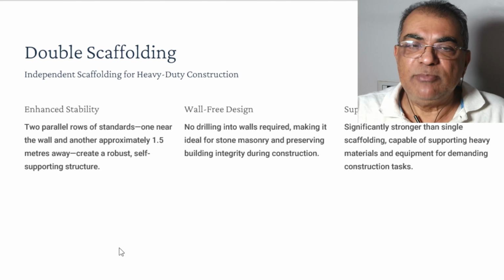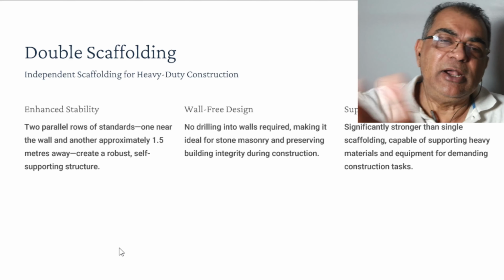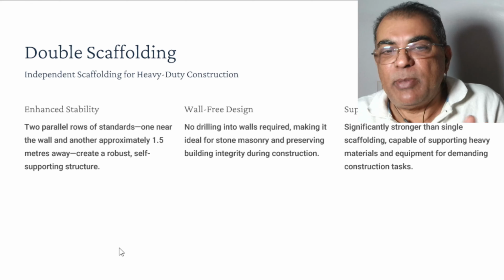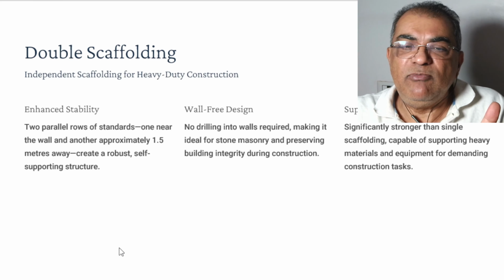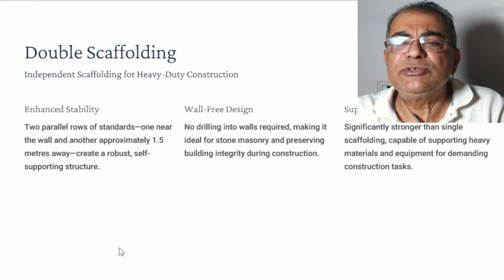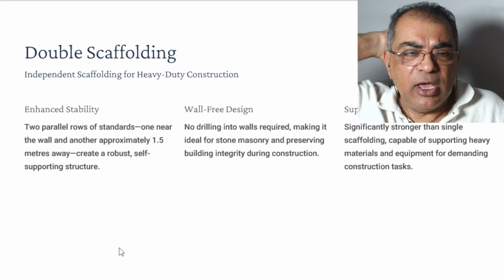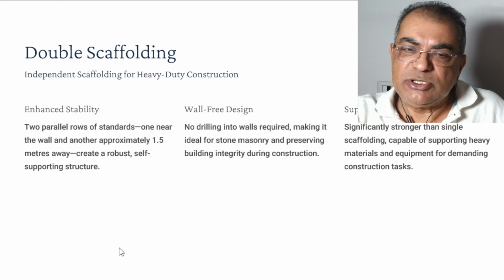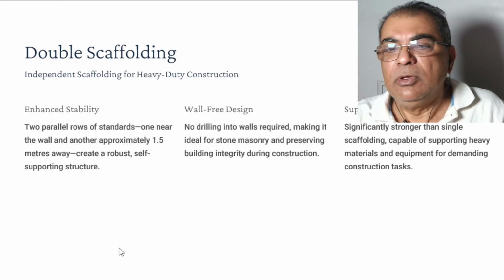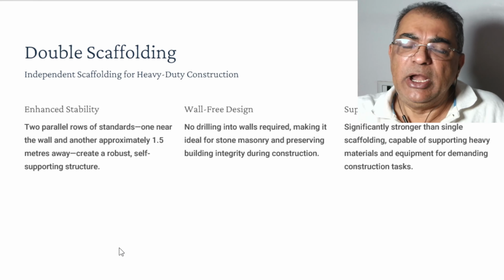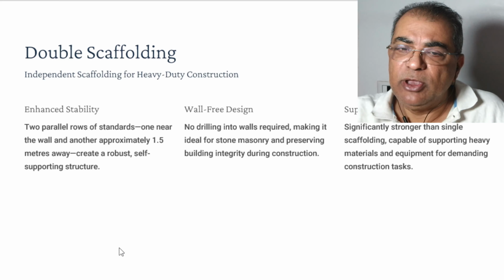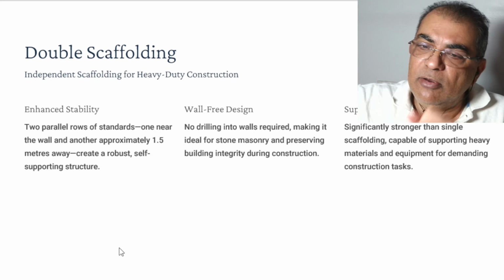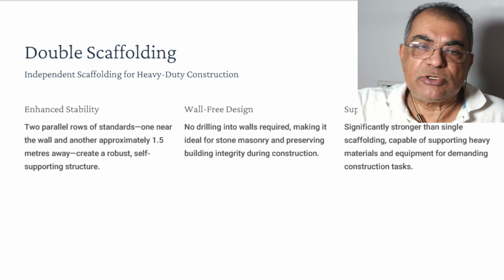Double scaffold: the same as the single scaffold, but continued. That means standards are running parallel, maybe 1.5 meters apart, without a wall or any structure facing it, maybe at a substation. So it has full stability because it is running in two rows, and sometimes it is also anchored to the structure. So it has a very good supporting system.